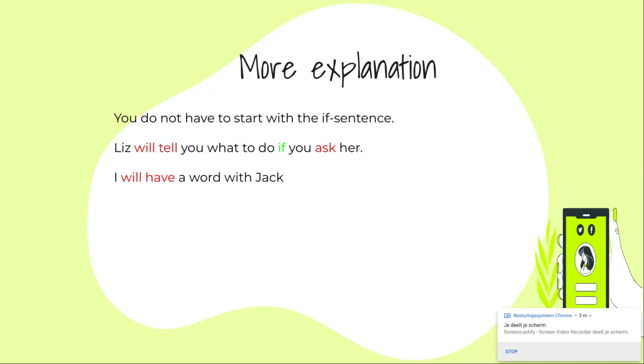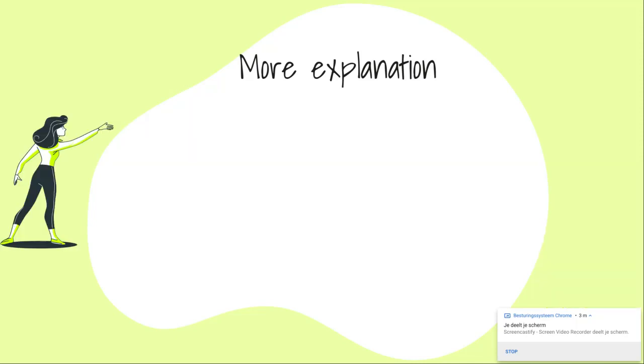If you ask her, Liz will tell you what to do. If plus present simple, will plus verb. I will have a word with Jack if he is at home. So if he is at home, I will have a word with Jack. So you can turn it around. And again, present simple, will plus verb.